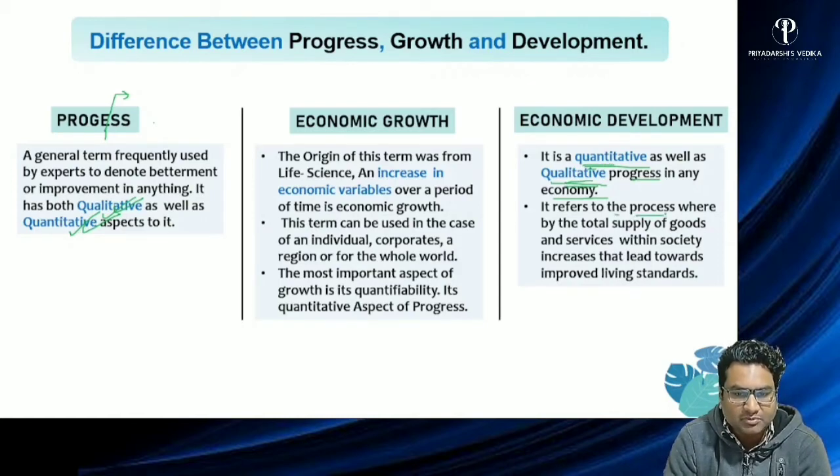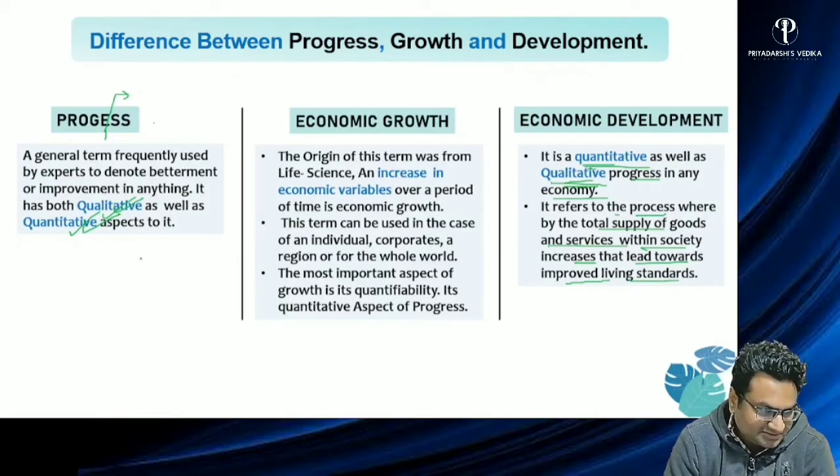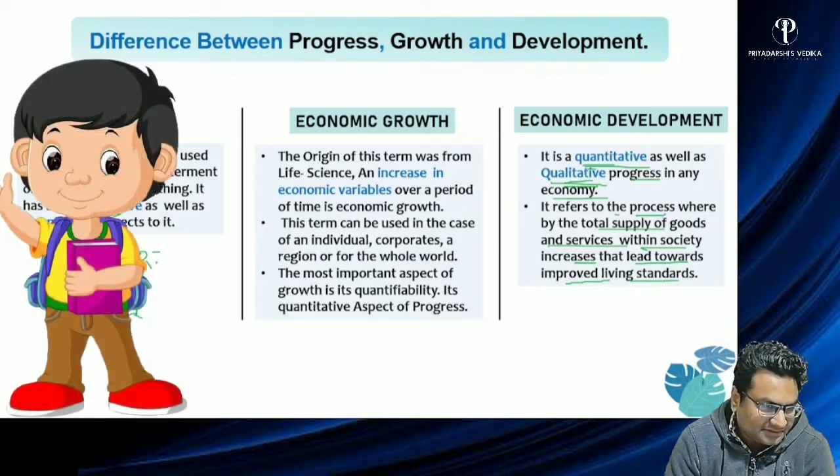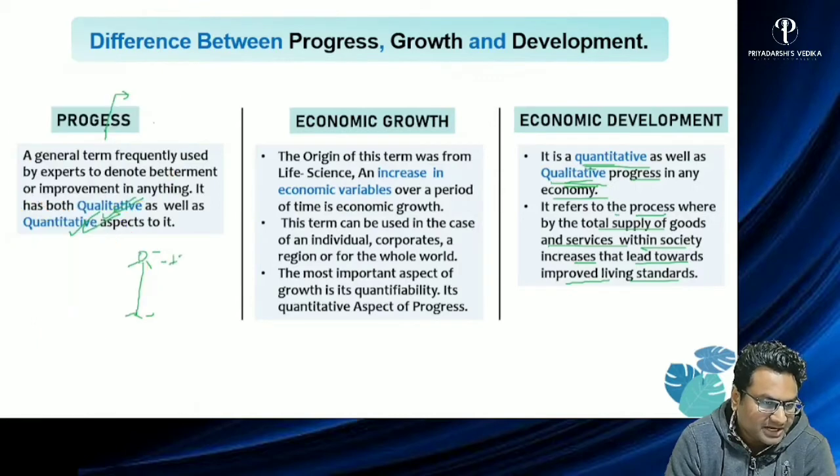It refers to the process where the total supply of goods and services within society increases, which leads towards an improved living standard. Let's take an example. This guy: the first parameter of his improvement is that he has become more fit. Second, he has scored good in exam. Third, he has scored good in the physical endurance test.